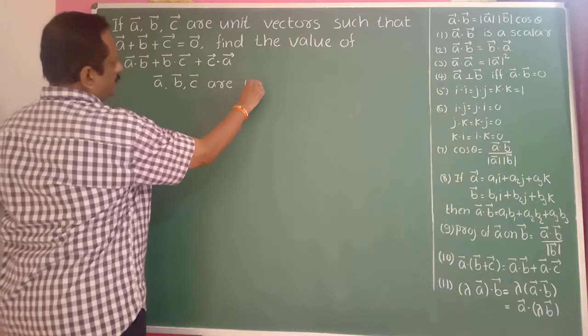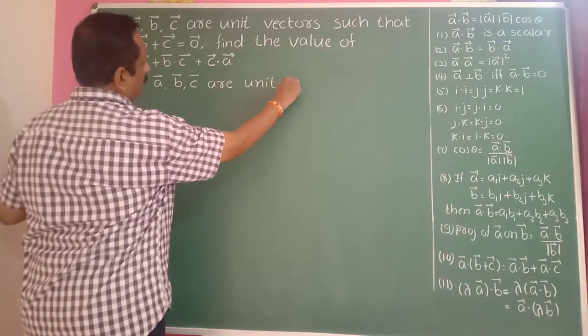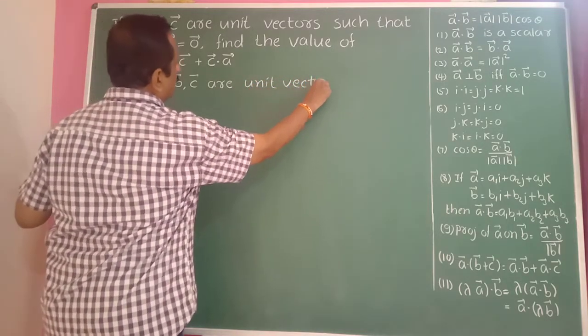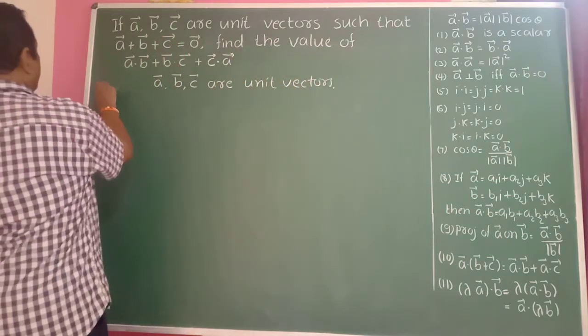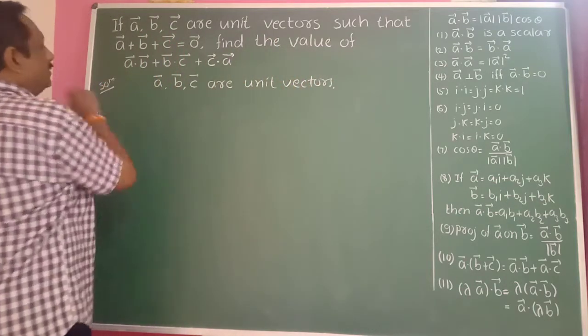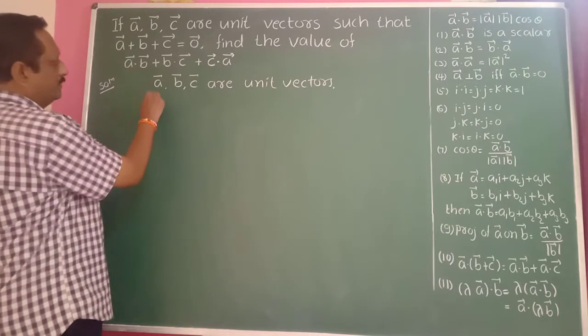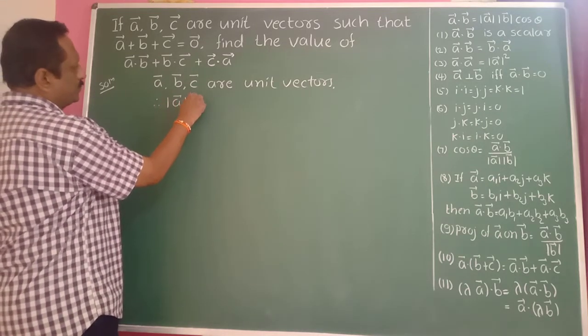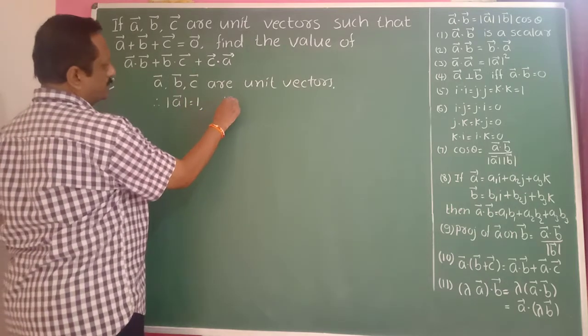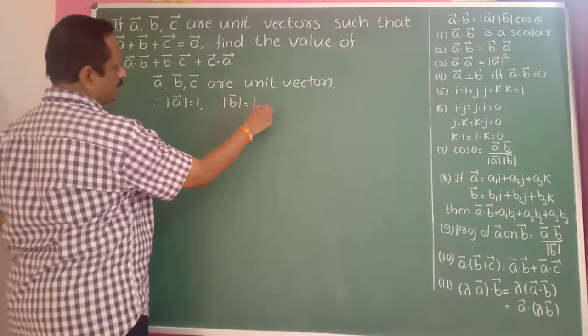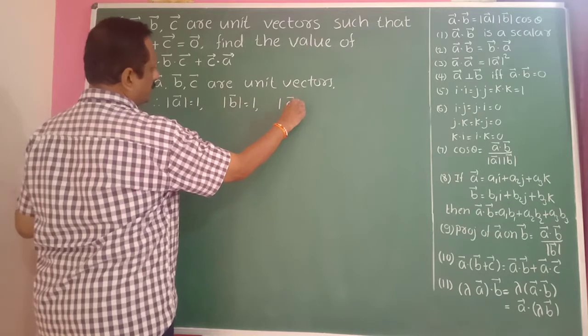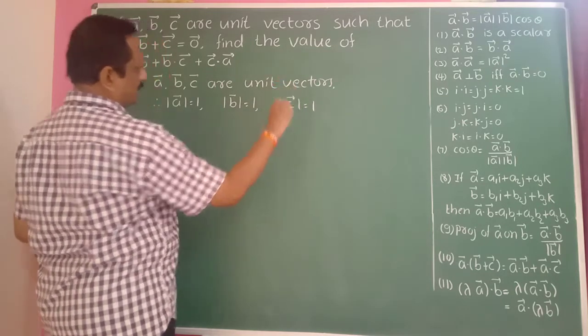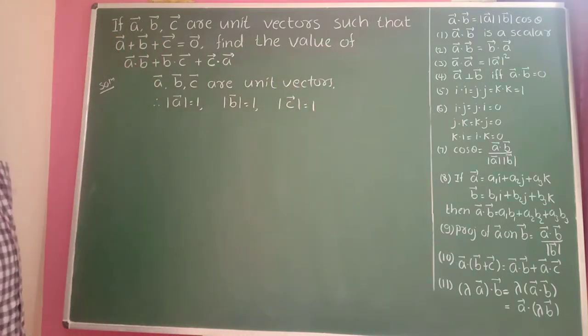Here a bar, b bar and c bar are unit vectors. Therefore, we can write modulus of a bar is equal to 1, modulus of b bar is equal to 1, and modulus of c bar is equal to 1. They are unit vectors.